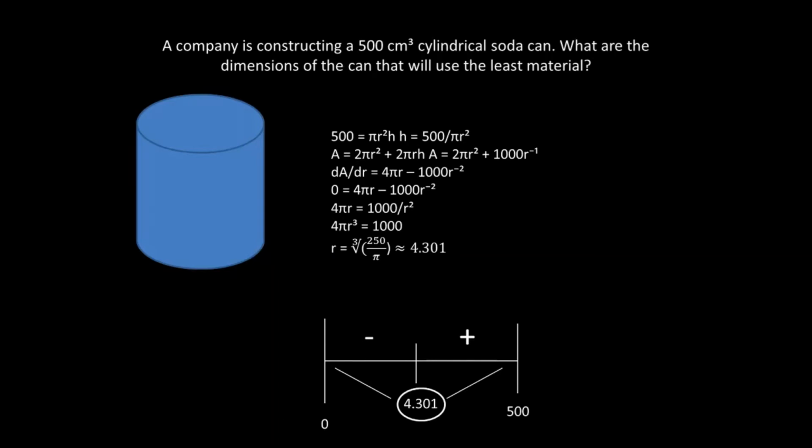This being the minimum means it's the lowest value the radius can have and still lead to a volume of 500 centimeters cubed. So we have the radius dimension covered. Now, all we need to do is use this original equation here and plug the radius value from here into there, and we get the final height value.